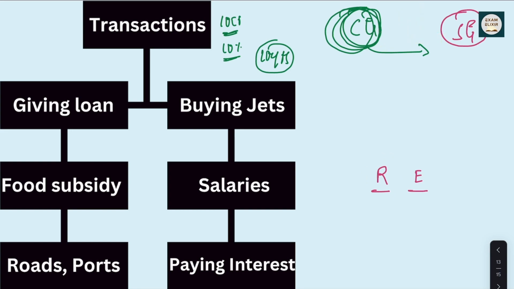But here, when the central government is paying interest to the World Bank, there is no change in liability. Liability remains the same. Hence, it is a revenue expenditure. So it's a very simple, straightforward two-step method.